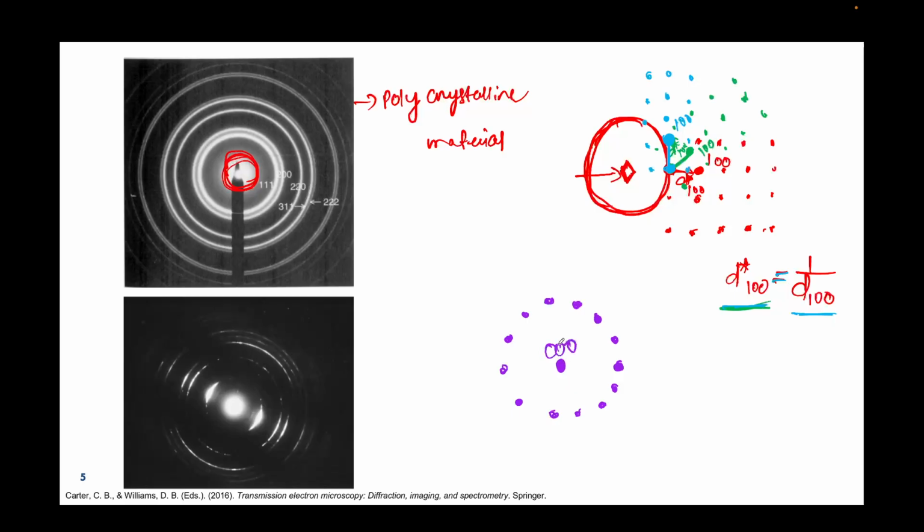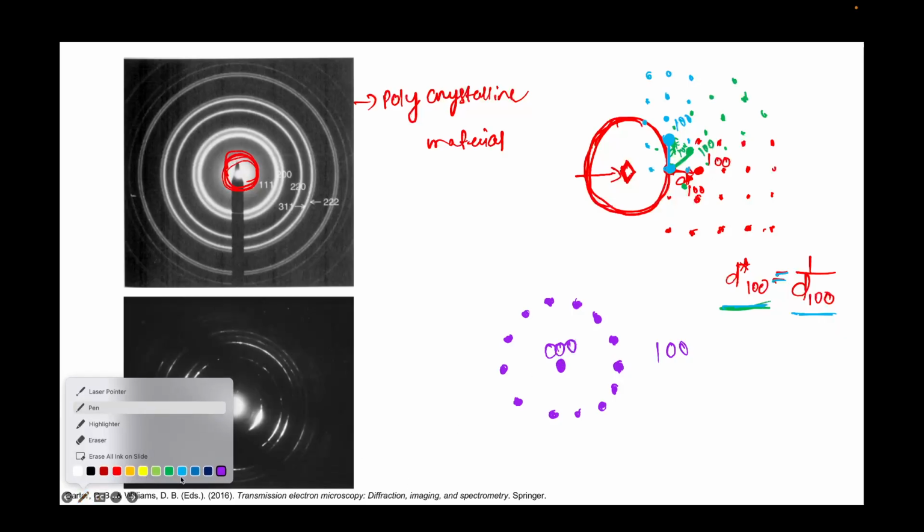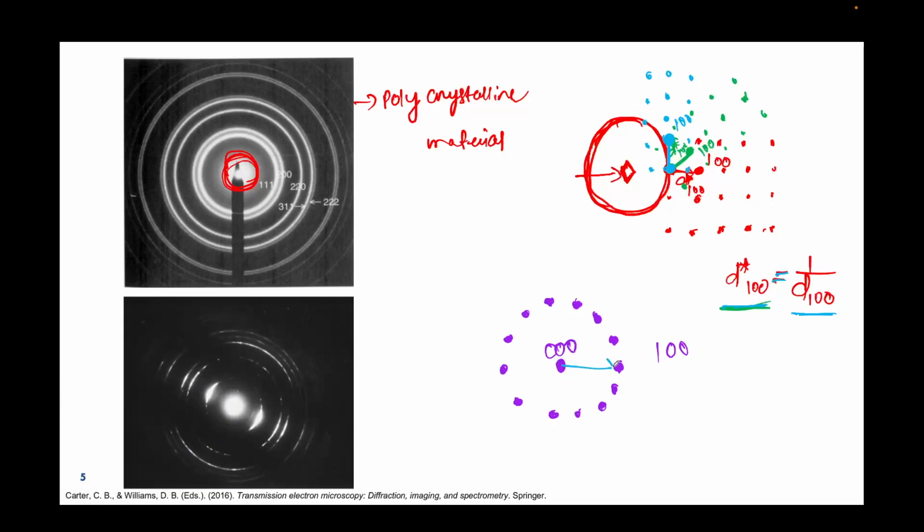So the 0 0 0, that means the origin of the reciprocal lattice, and all these points will be considered as the family of 100, right? So the family of 100. But whenever I calculate the distance between them, that distance cannot go further, because this distance is always d star 100. This distance is always fixed.